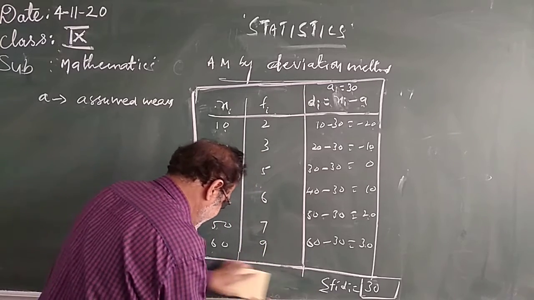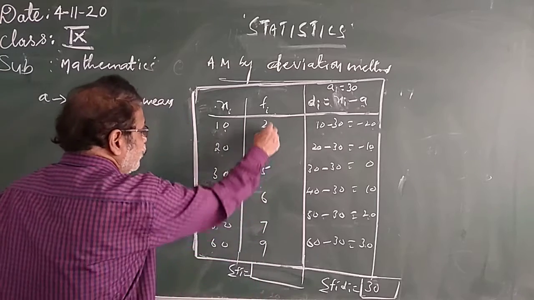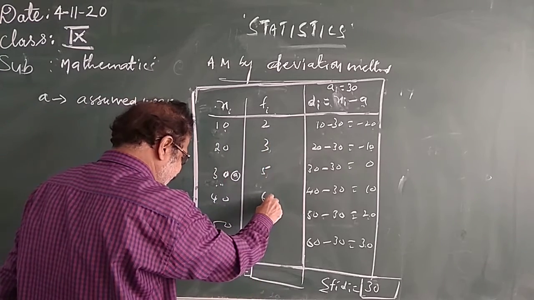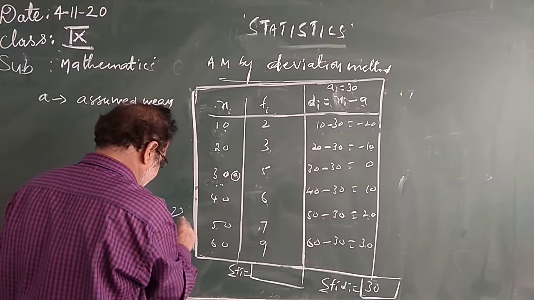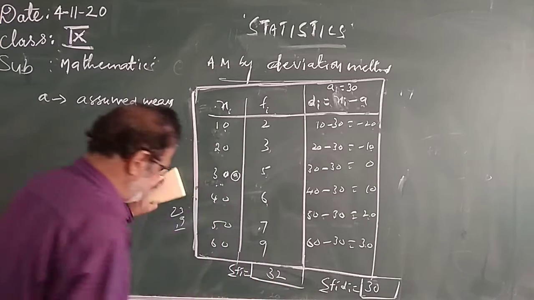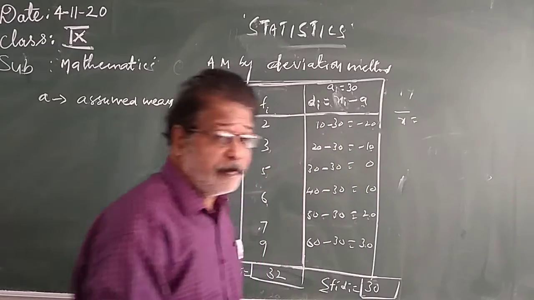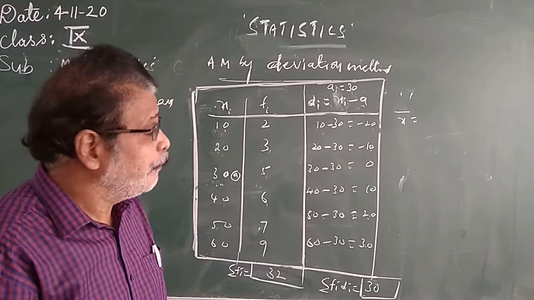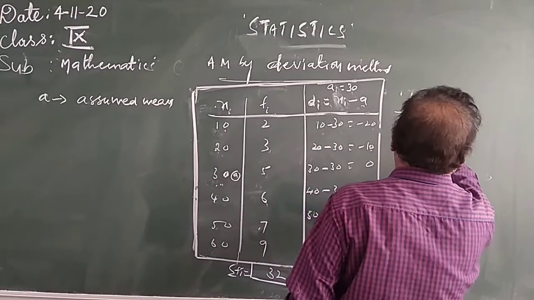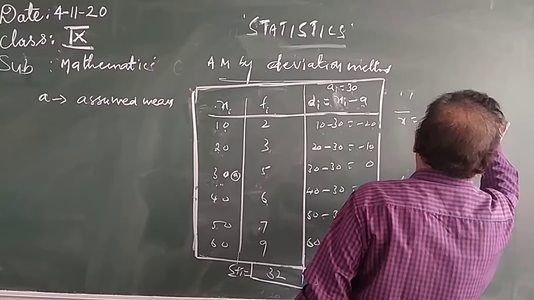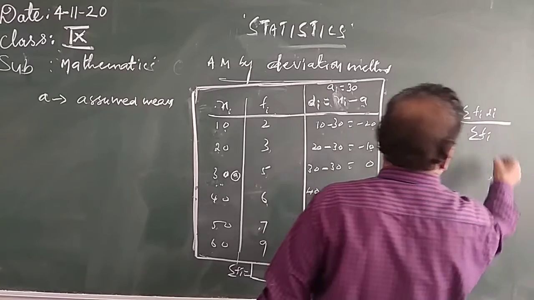Now find out sigma fi. Sigma fi means total frequency. 2 plus 3, 5. 5 plus 5, 10. 10 plus 6, 16. 16 plus 7, 23. 23 plus 9, 32. This is sigma fi. Now find out x bar by the deviation method. What is the formula for the mean by the deviation method? The formula for the mean by the deviation method is a plus sigma fi di by sigma fi. This is the formula you should remember.